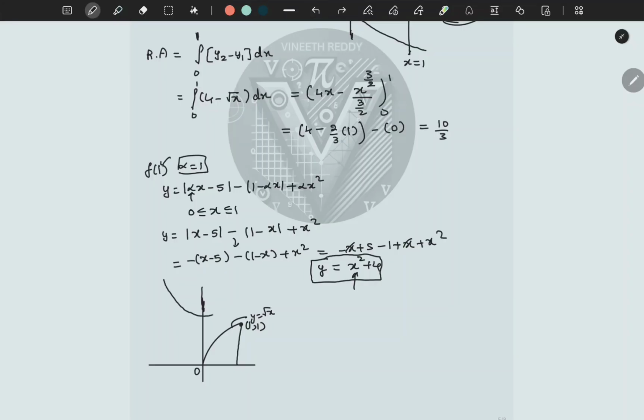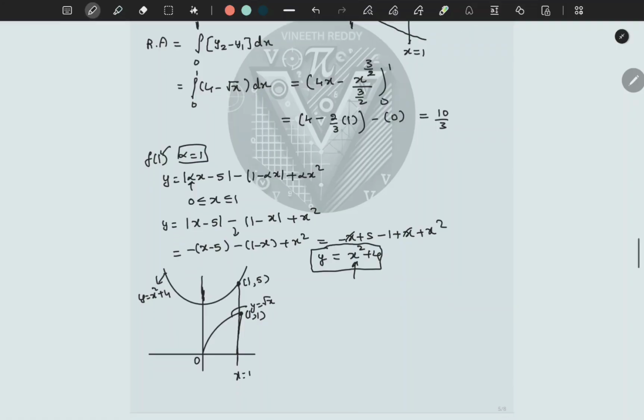Let me redraw it. So this equation is y is equal to x square plus 4, right? Now when x is equal to 1, this is the line x equals 1. When x equals 1, this point will be 1 comma 5. I hope you are clear with this. Now where should we look? What should the area of integration be? That should be this region actually, correct? Bounded between these two parabolas.